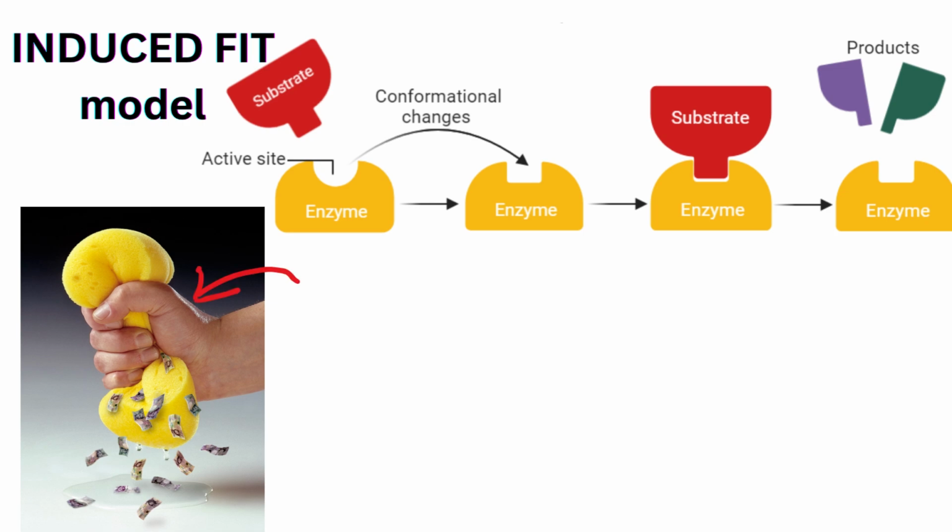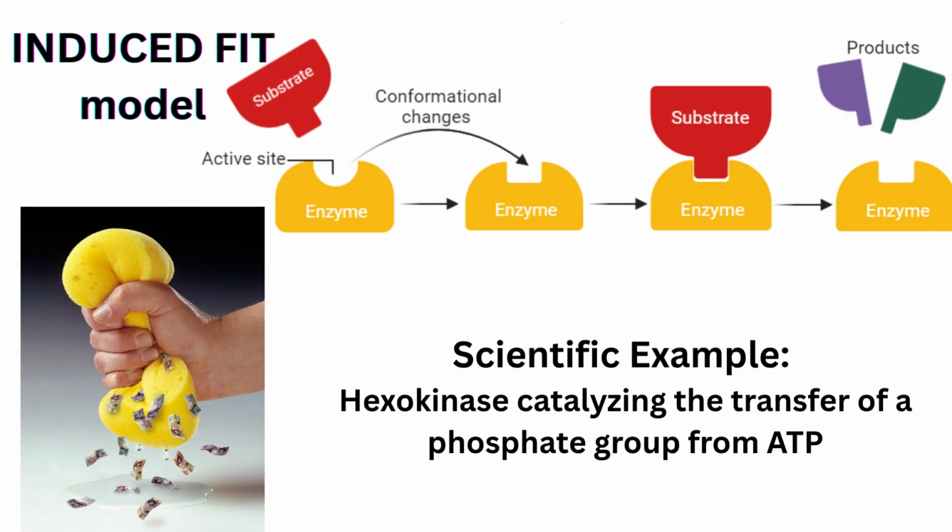In the induced fit model, the hand, which is the substrate, meets a flexible sponge, that's the enzyme. Upon contact, the sponge dynamically changes its shape, conforming perfectly around the hand. This mutual adjustment occurs in induced fit. The enzyme's active site is reshaped by the substrate, leading to a precise fit that activates the catalytic process.